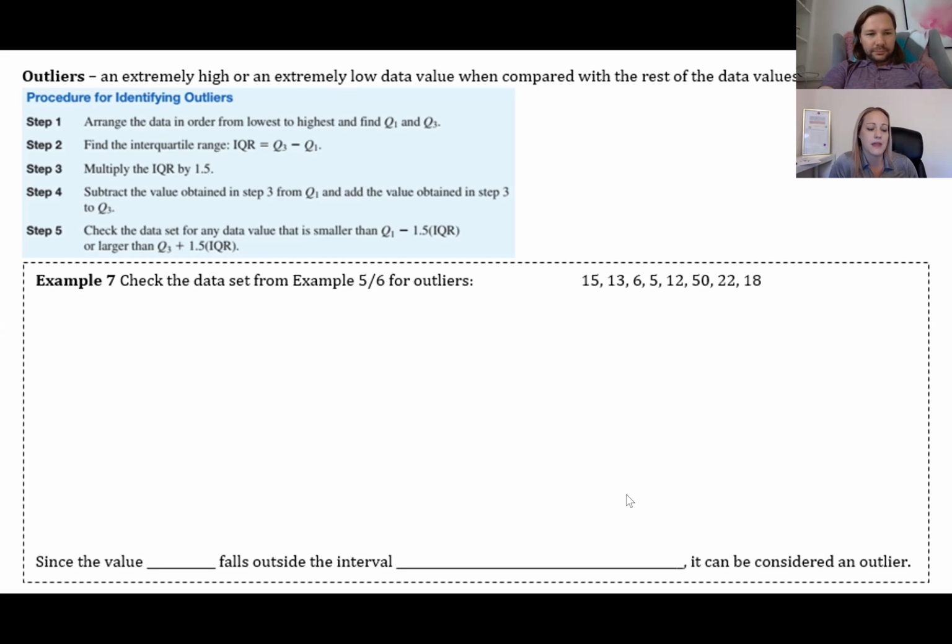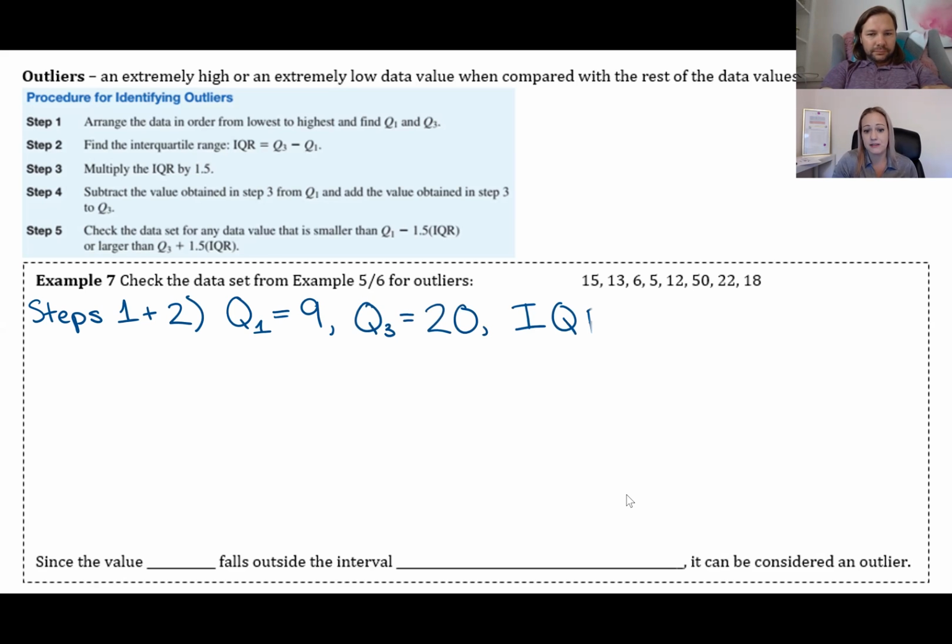Up there in that blue box, we have the 5 steps. That's the procedure for identifying outliers. So I'll follow those steps as we go through example 7. Steps 1 and 2, we actually just did on the previous page. Step 1 is to find your Q1 and Q3. Q1 was 9, Q3 was 20. Step 2 is to find the IQR, which is just Q3 minus Q1. We determined that was 11.